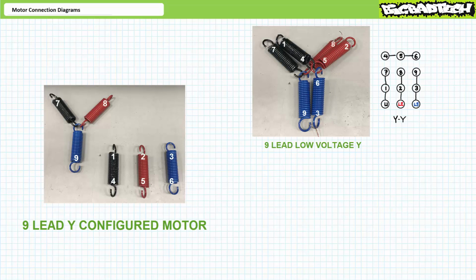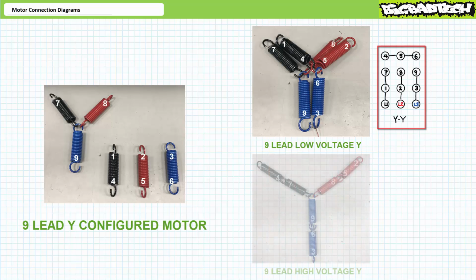A motor connection diagram illustrating a 9-lead Y configured motor set up in the low voltage configuration might look something like this, where L1 goes to 1 and 7, L2 goes to 2 and 8, and L3 goes to 3 and 9, and 4, 5, and 6 are tied together.